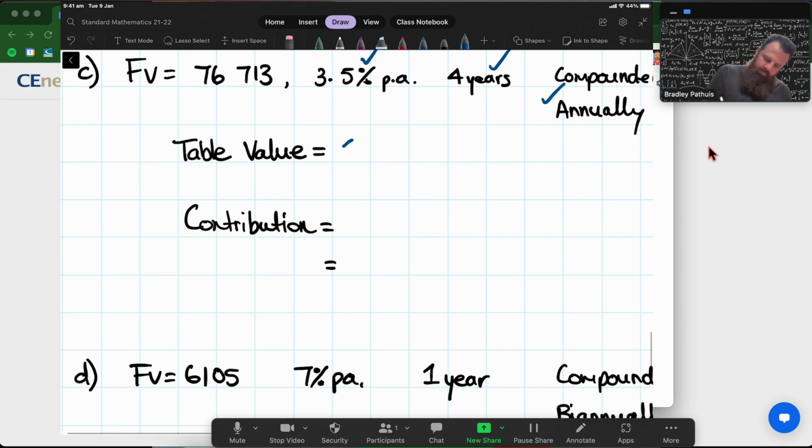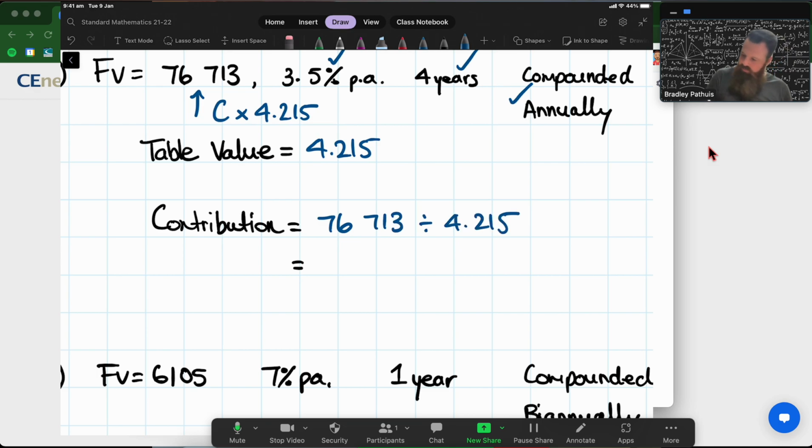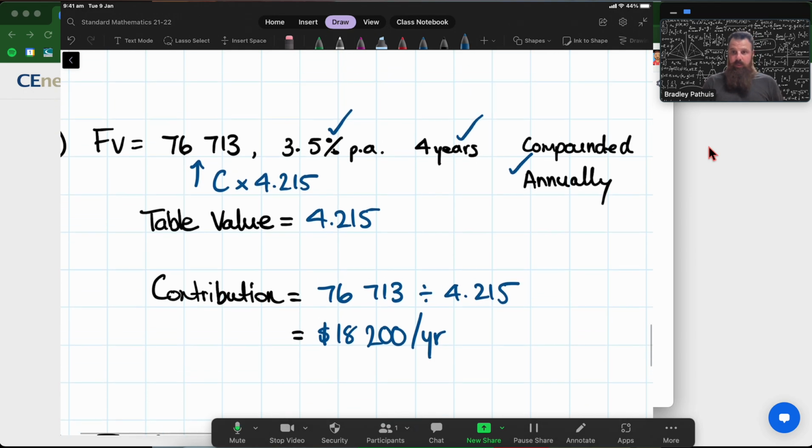All right, so 4.215, and remember that our future value, this number up here, would have been C, our contribution, multiplied by 4.215. So the contribution is then the reverse of that. Our contribution, 76,713 divided by 4.215, and we get a value of $18,200 per year. Because it was an annual investment, $18,200 per year was invested into this annuity that it grew to.